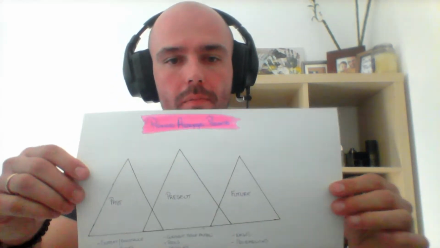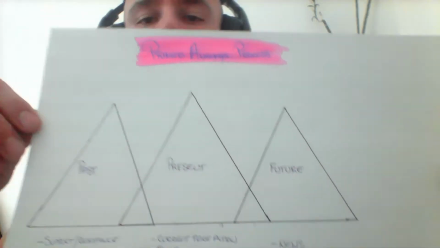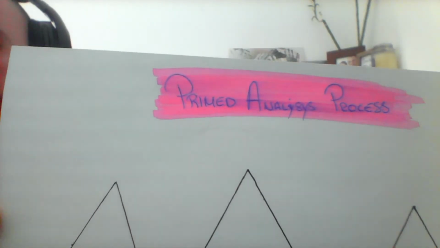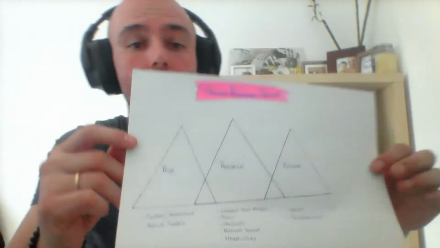What we're gonna be going over in this daily primer is this. Let me see if you can see it. This is the primed analysis process, the three pyramids that represent our logo, which is the past, the present, and the future, the near future to be exact. Now let me explain to you what we're doing.